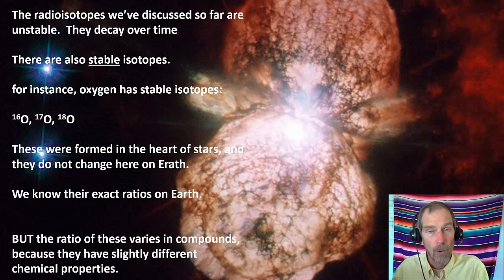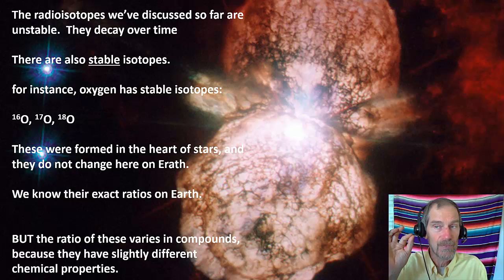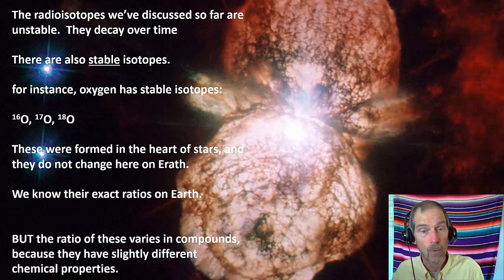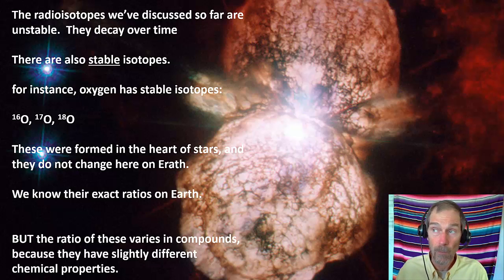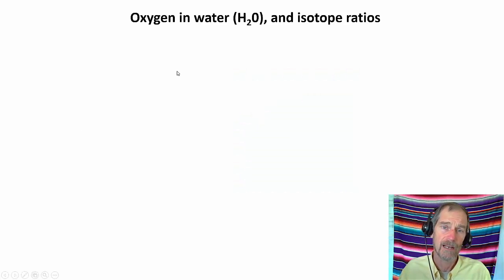Okay, so although they don't decay, the ratio of these isotopes varies in compounds because they have slightly different chemical properties. And we're going to look at one example, that of oxygen in water. So water is a compound, and so some water molecules have O16 for the O part of H2O, and others have O17 or O18, okay? So let's look at it. Oxygen and water. So remember, water, H2O, water is composed of oxygen and 2 hydrogens, and we're going to focus on the O, and its isotope ratios.